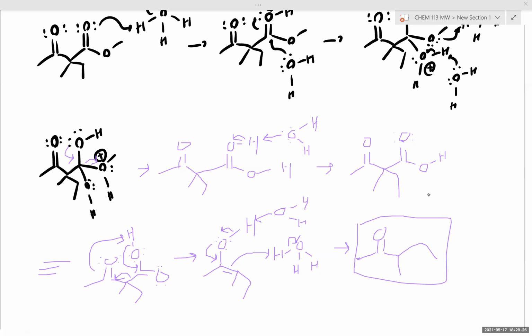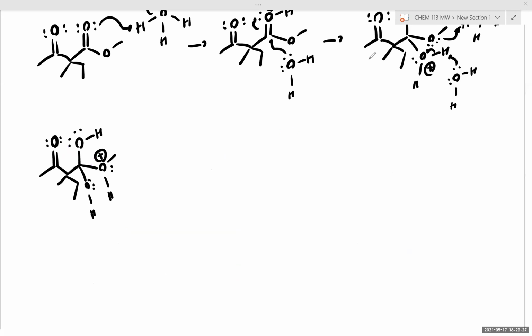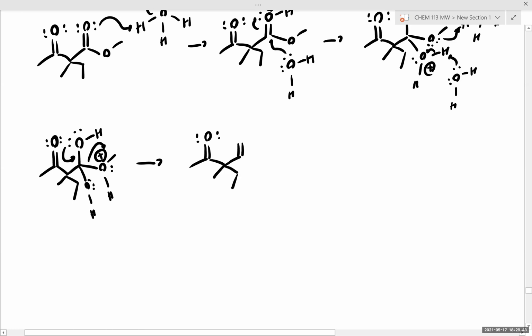Perfect. So the student proposed mechanism looks great. So let's clear these annotations and let's just refresh our discussion of the last few steps of this mechanism. So we lose our leaving group and we now have our protonated carboxylic acid. So from here, we're going to see a series of proton transfers.